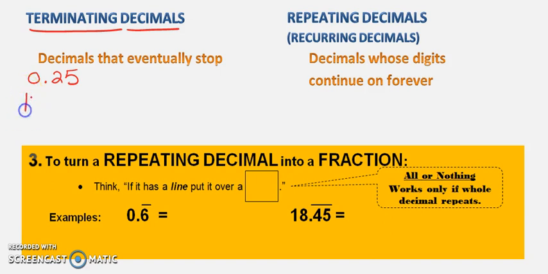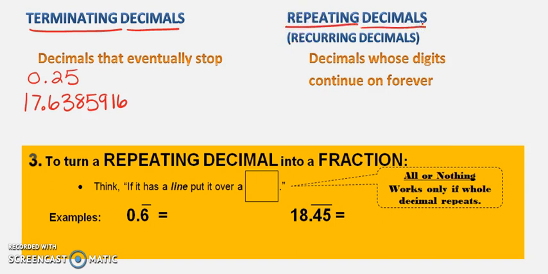Let's see a bigger one. How about 17.6385916? Okay? This doesn't repeat. It stops. The other kind of decimal that can be written as a fraction are repeating decimals.